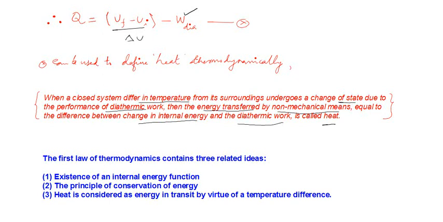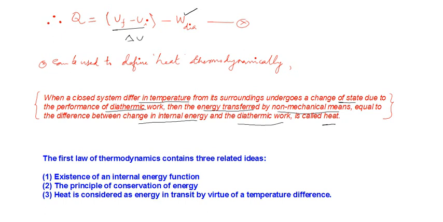So when a closed system differing in temperature from its surrounding undergoes a change of state due to the performance of diathermic work alone, then the energy transferred by non-mechanical means is equal to the difference between the change in internal energy and the diathermic work, and is known as heat. So that is the thermodynamical definition of heat. Remember, that is the definition of heat using the first law of thermodynamics.